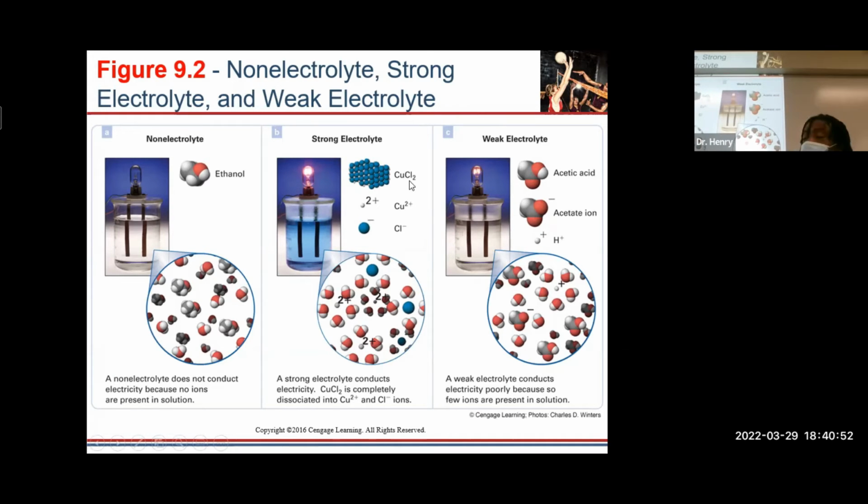So we know that it's a strong electrolyte if it has plus and minus charges. And if those compounds separate completely, that complete separation is called ionization.